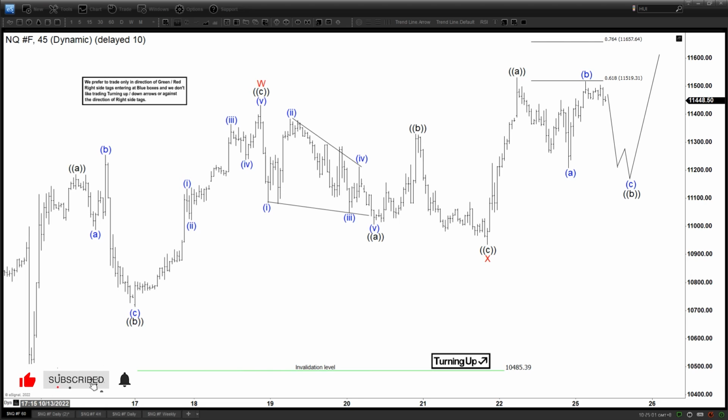The time is around 2:30 a.m. GMT. So today we're going to be looking at the chart of the Nasdaq. This is a 45 minutes chart, which is similar to the 60 minutes 1 hour chart here.